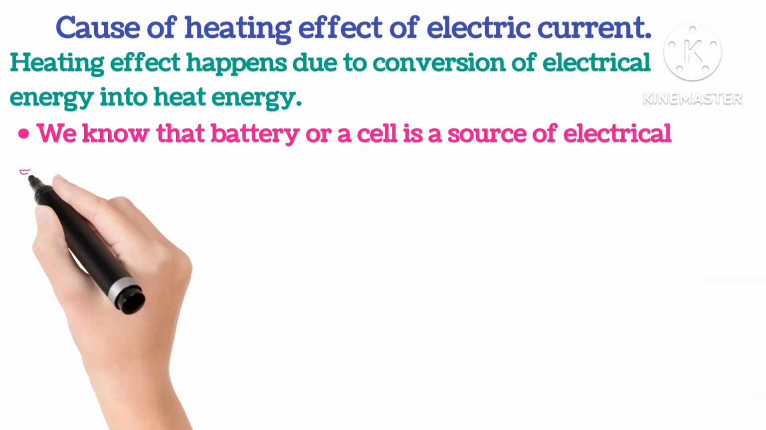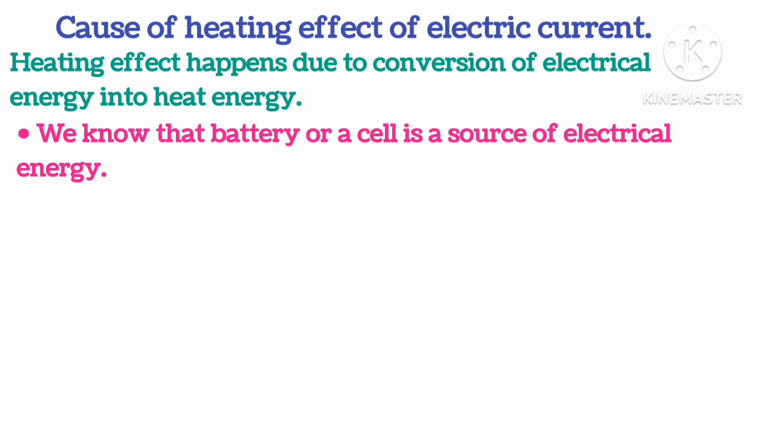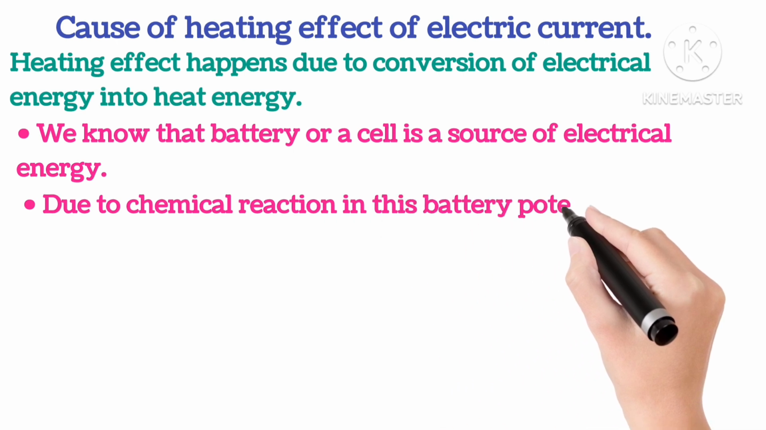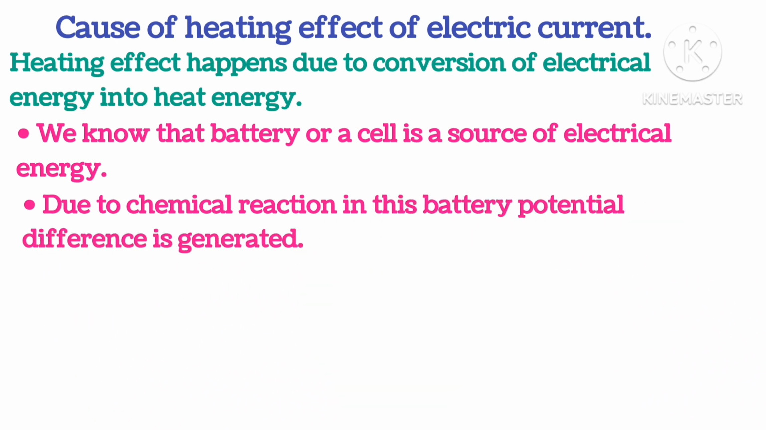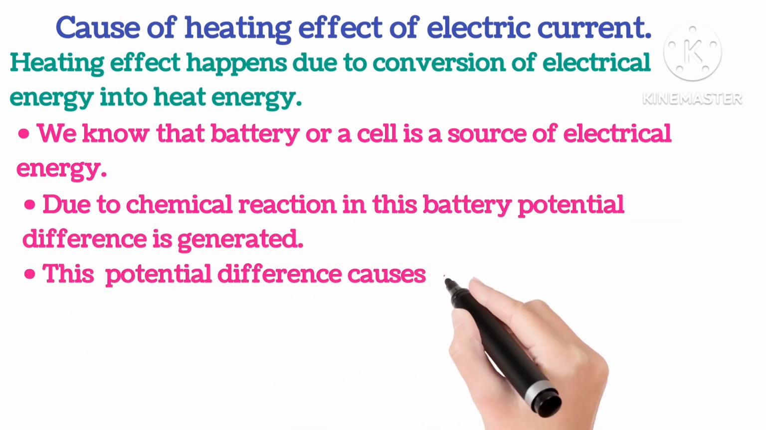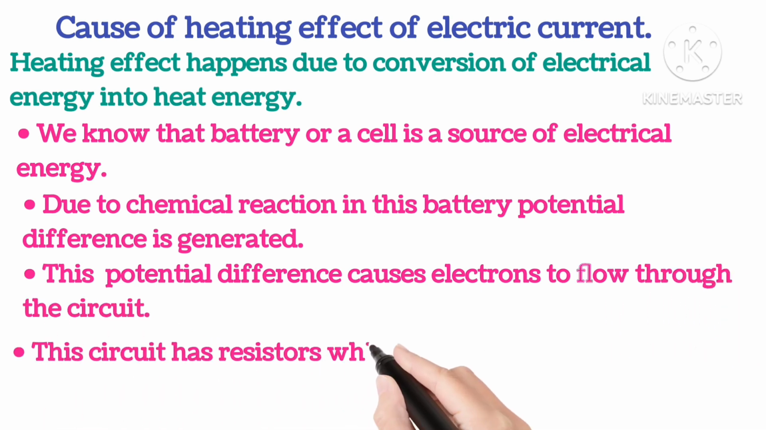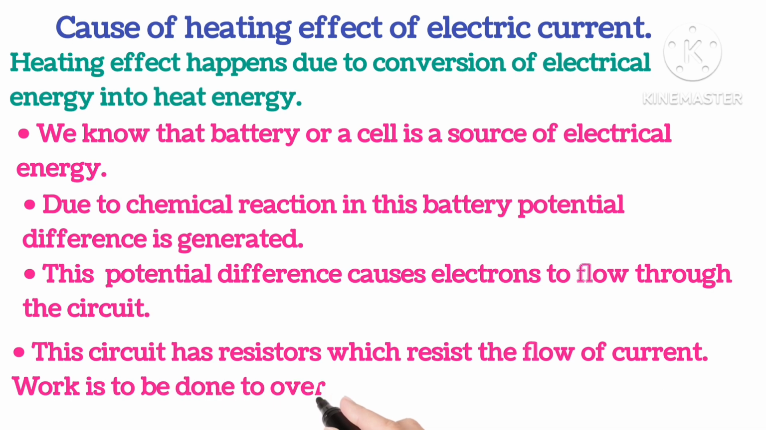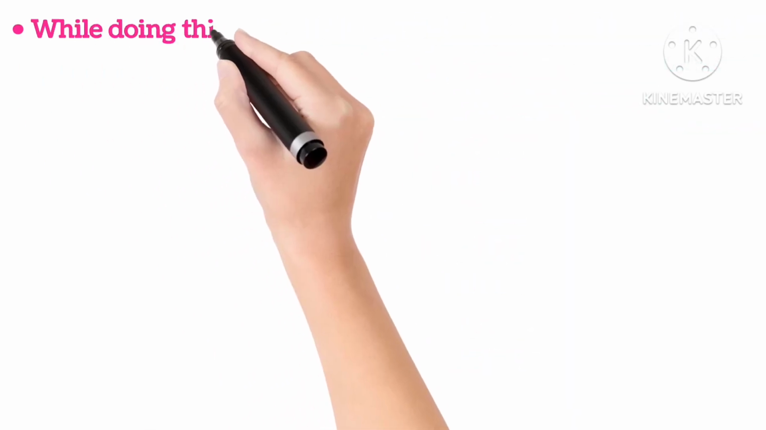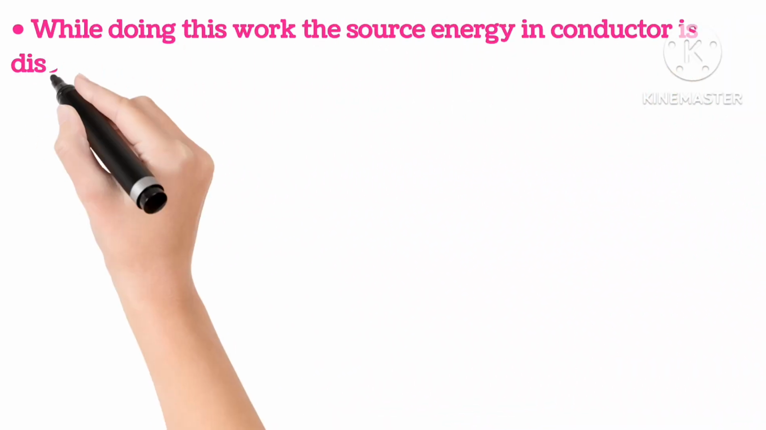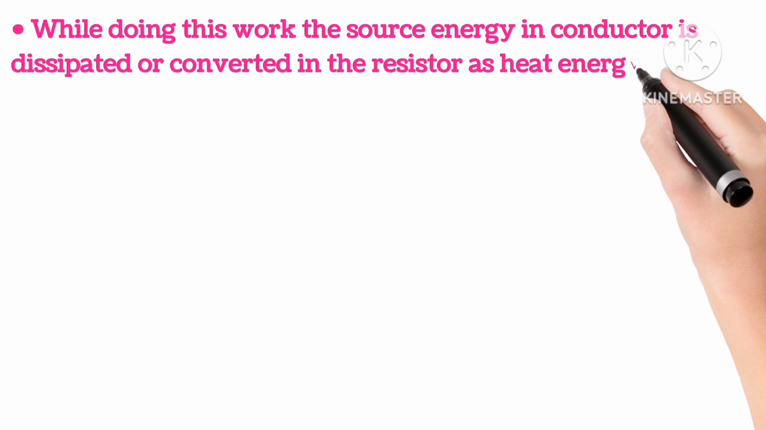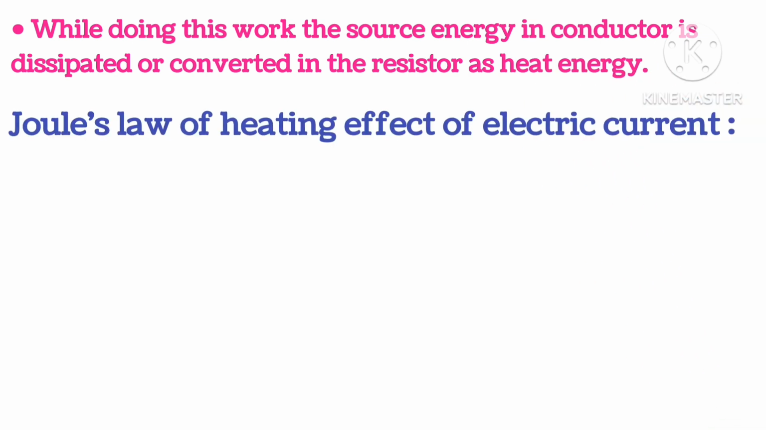So we know that a battery or a cell is the source of electrical energy. Due to the chemical reaction in this battery, potential difference is generated. This potential difference causes the electrons to flow through the circuit. This circuit has resistors which resist the flow of current, and work is done to overcome the resistance. So while doing this work, the source energy in the conductor is dissipated or converted in the resistors as heat energy.